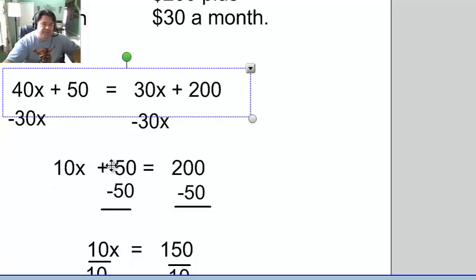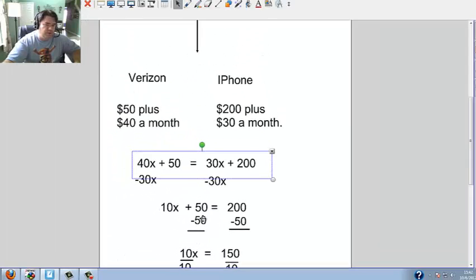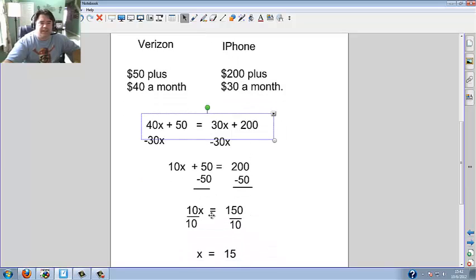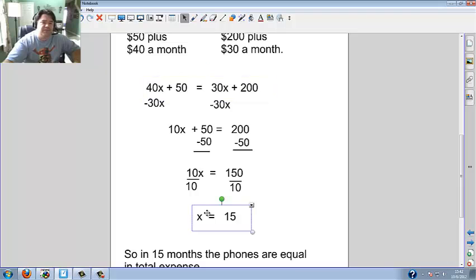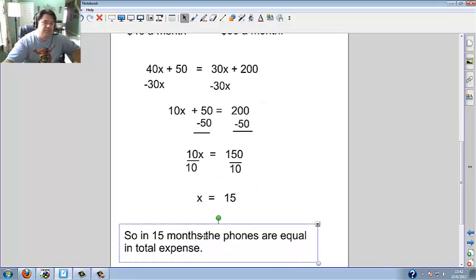Now instead of plus 50, minus 50. Minus 50 from one side, minus 50 from the other. 10x equals 150. Divide by 10, divide by 10. Seems like in 15 months, the phones equal the expenses.